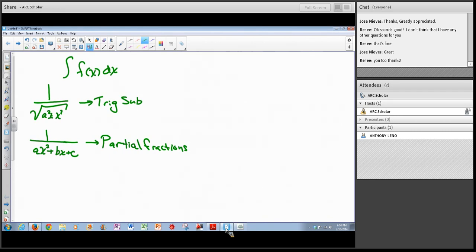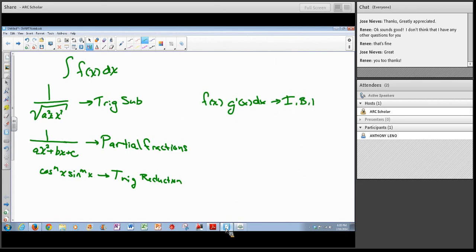These are just a couple examples. If we've got something with cosines and sines, that's trig reduction, using all those fun trig identities that you thought you could forget, but you can't. So that's a lot of them: partial fractions, trig sub, trig reduction. What other ways do we have? If we've got something like f of x times g prime of x, then we all know what this is going to be: integration by parts.